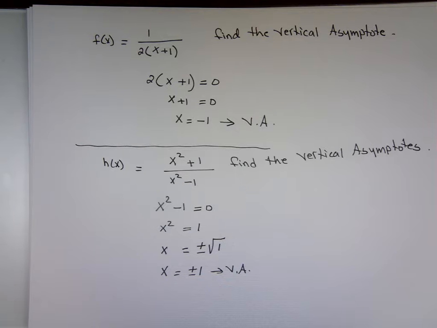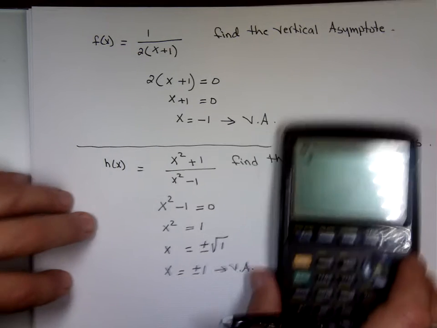If you don't like what I did here, then factor it. It's x minus 1 times x plus 1, the difference of two squares. You'll notice there are two numbers to that. Where's my calculator? Let's see if we have two answers.